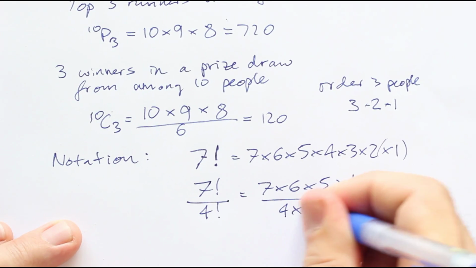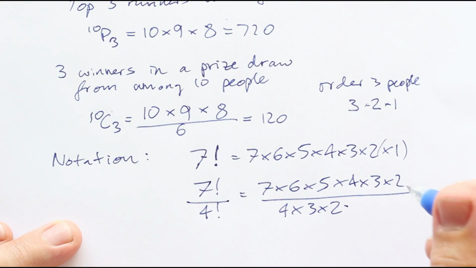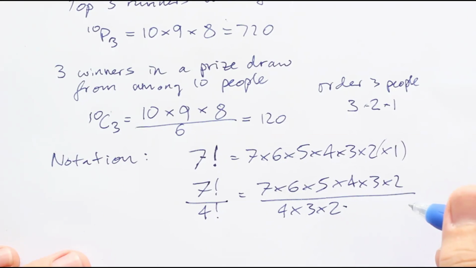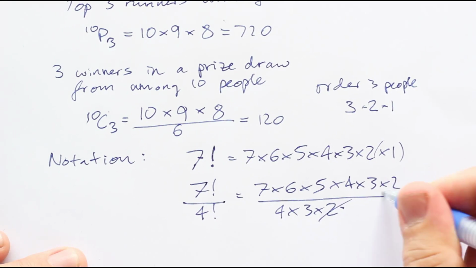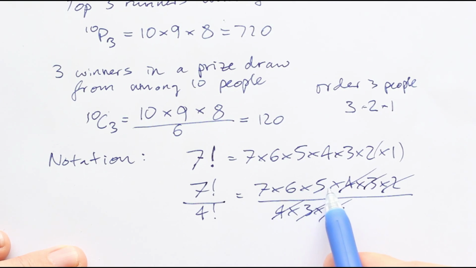And that is 4 times 3 times 2 times 1. Unnecessary. Okay, now here we can cancel. It's all times and division, no plus or minus. You're allowed to cancel. So the 2's cancel each other. And what is left? 7 times 6 times 5.